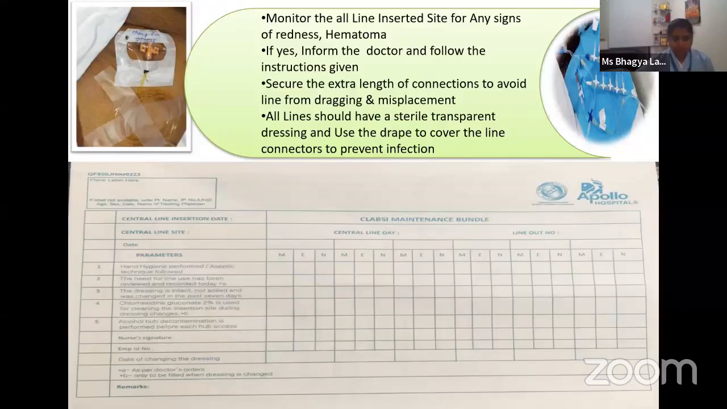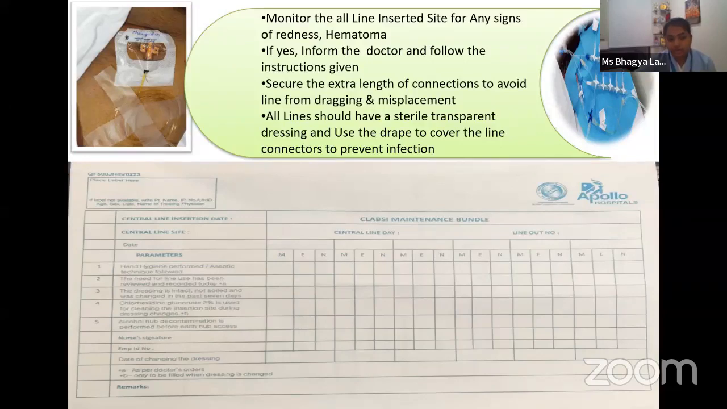Then you should know the need of the line and review whether it is necessary or not. Talk with the doctor, understand the need for the patient line, and check whether the dressing is intact. If it is soiled, change the dressing. If not, we can leave the dressing. It is not mandatory that every day we have to change the dressing. If the dressing is intact, no soakage, it is looking good, sterile, then no need to change the dressing.